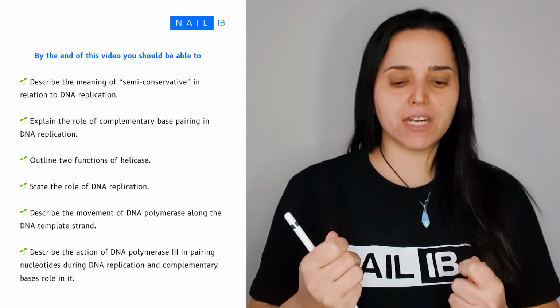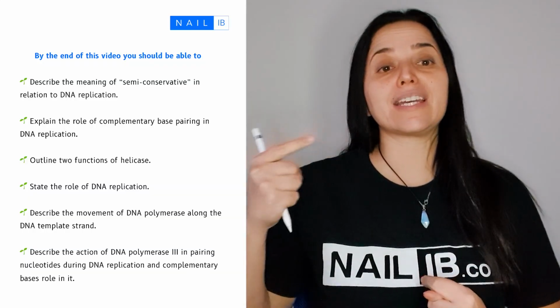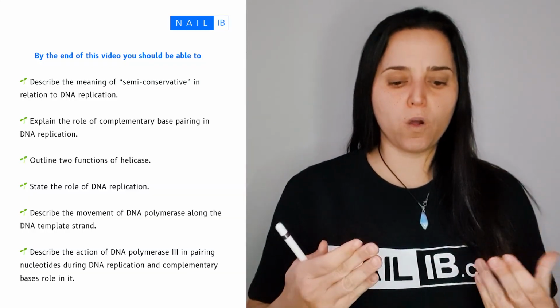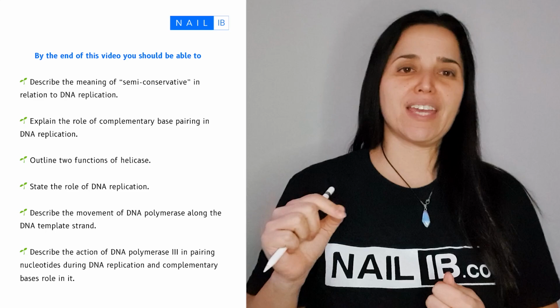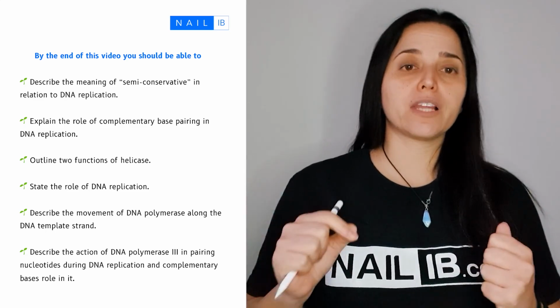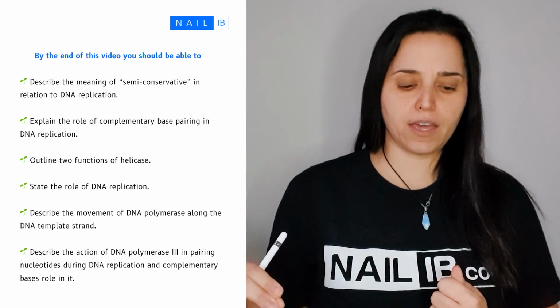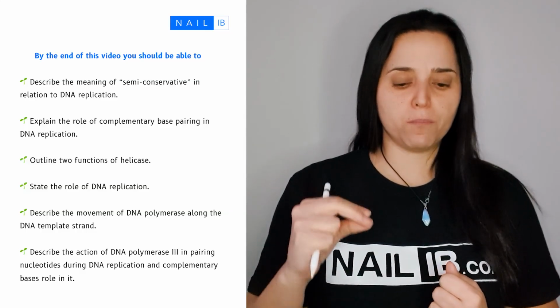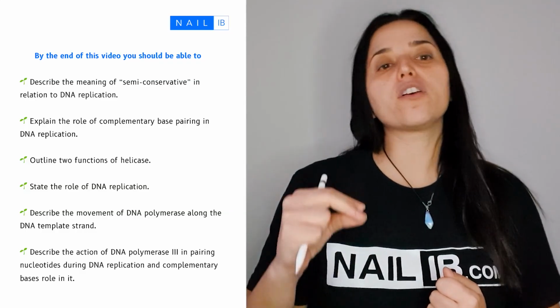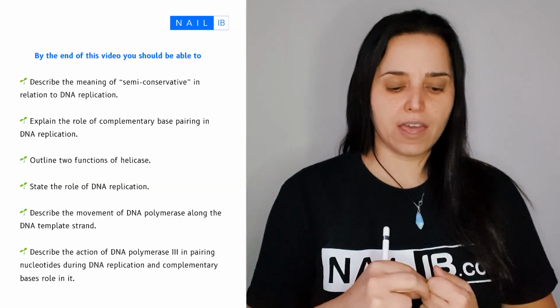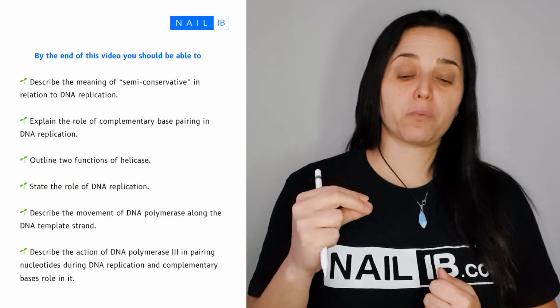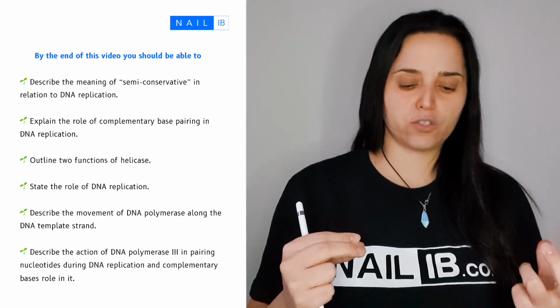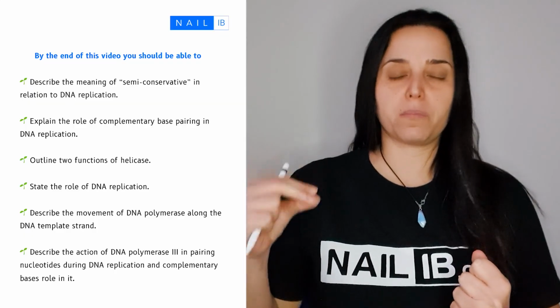First, describe the meaning of semi-conservative in relation to DNA replication. Explain the role of complementary base pairing in DNA replication. Outline the two functions of helicase. State the role of DNA replication. Describe the movement of DNA polymerase along the DNA template strand. And describe the actions of DNA polymerase 3 in pairing nucleotides during DNA replication and the complementary base roles in it.